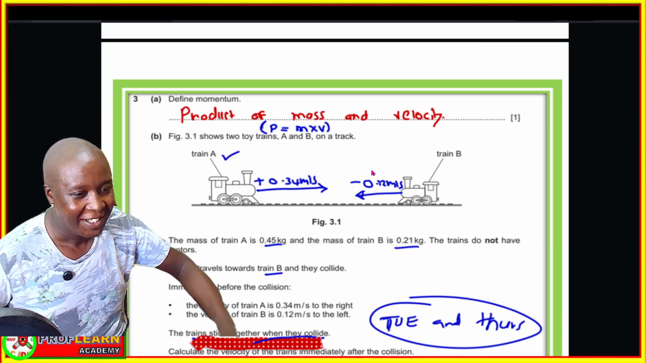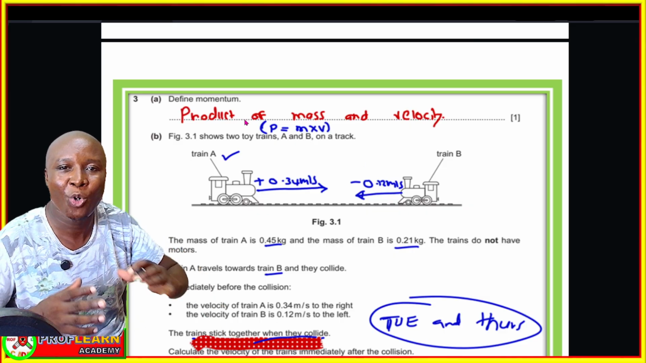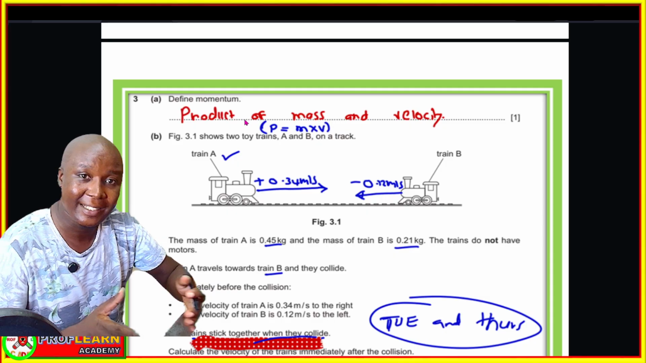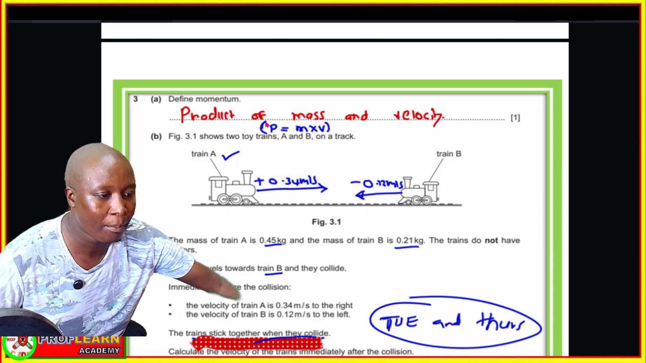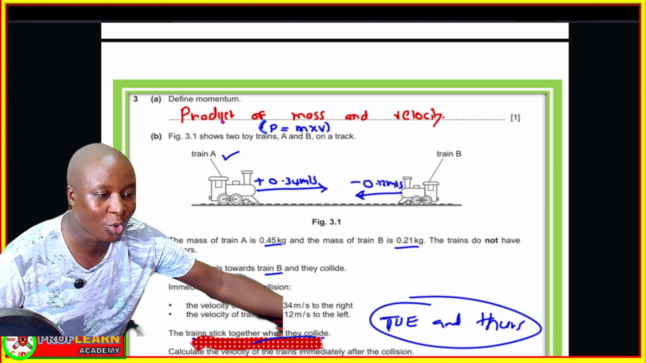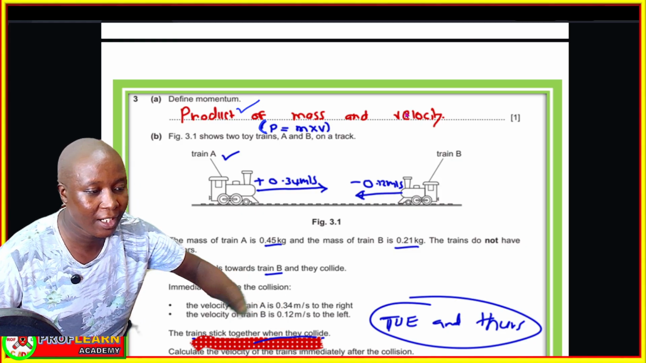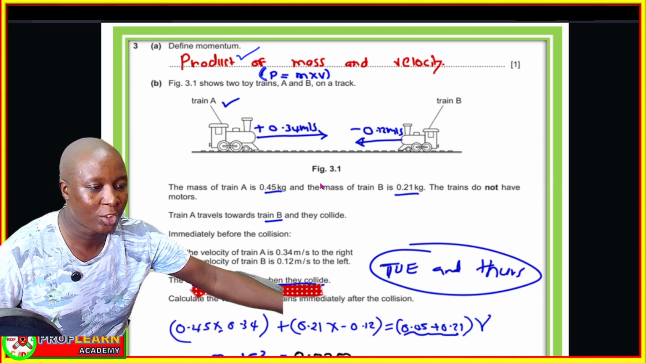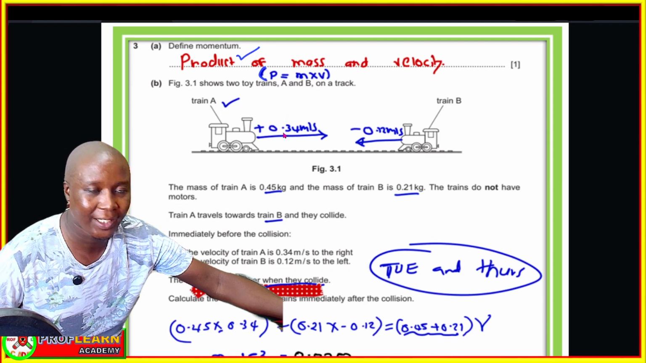The momentum is a product of force and velocity, because we know momentum is mass times velocity. So we can say it's a product of force and velocity. So we are going to take train A moving in that direction, we shall take that as positive.